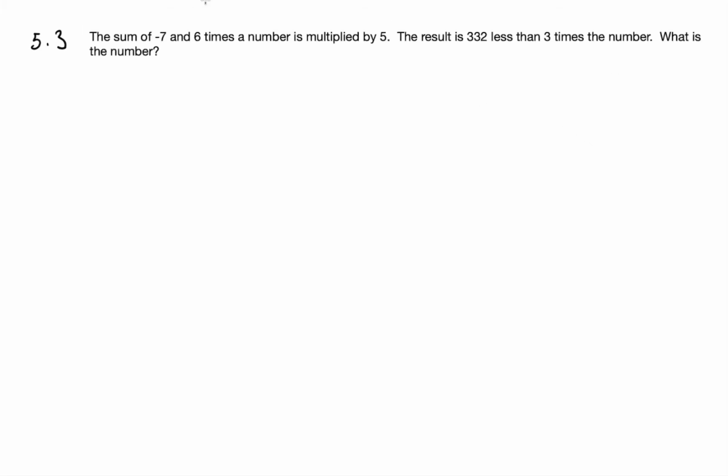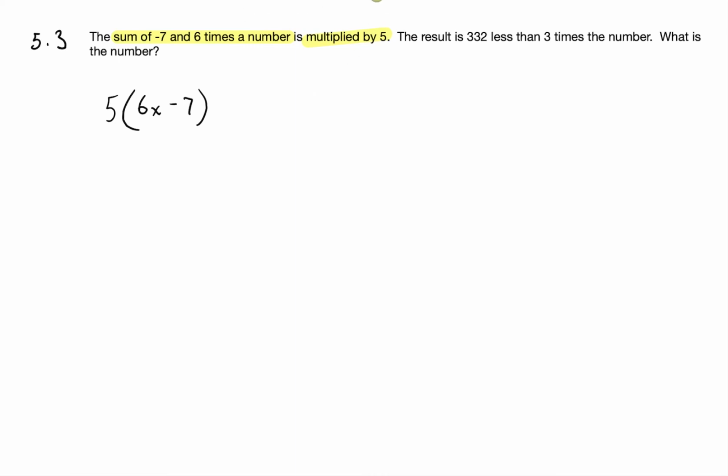All right, my students, our problem states the sum of -7 and 6 times a number is multiplied by 5. So let's write that out. Let's see what we got. So the important stuff here is the sum of -7 and 6 times a number. So that's going to be 6 times the number minus 7. All right, then we can say it's multiplied by 5. So that's going to be times 5 right there. All right, so that's that.